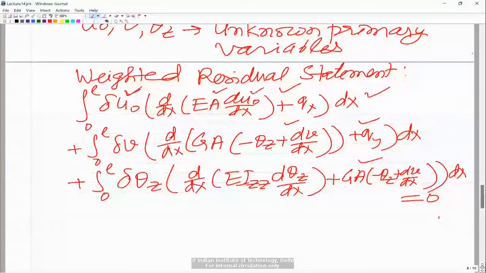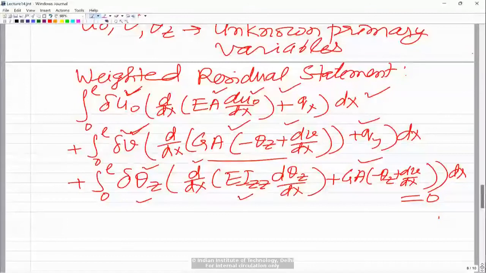And if you look at the product of this term and this term, then you have to do the integration by parts once to transfer the derivative from this term to this term. And when you look at this term and this term, you have to do the integration by parts only once to transfer the derivative from here to here. And this term of course will remain as it is, delta theta z times GA into minus theta z plus dv by dx. So that is how you will obtain the weak form, and then take delta common and get the integral functional.